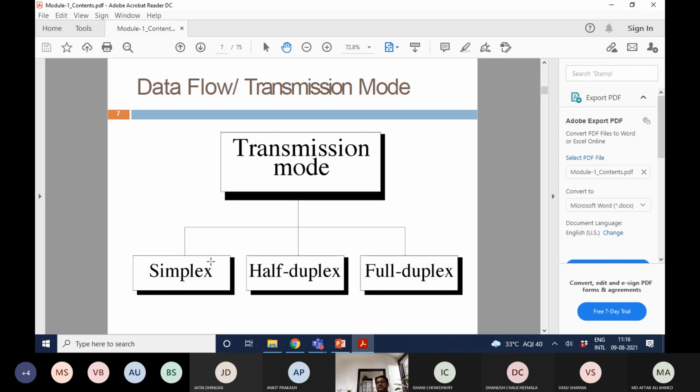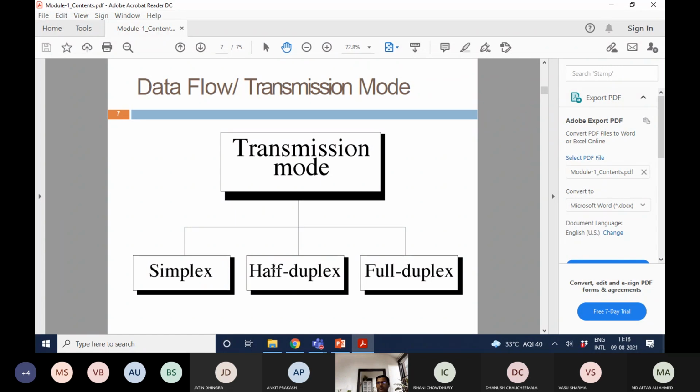For simplex, you can take the example of your cable TV. The connection you get from the cable network operator is like a simplex communication, one-way communication only. The transmitter is always the cable operator and the receiver is our TV. Two-way communication is not possible. From our TV, we cannot send any signal back. So that is the example of simplex.